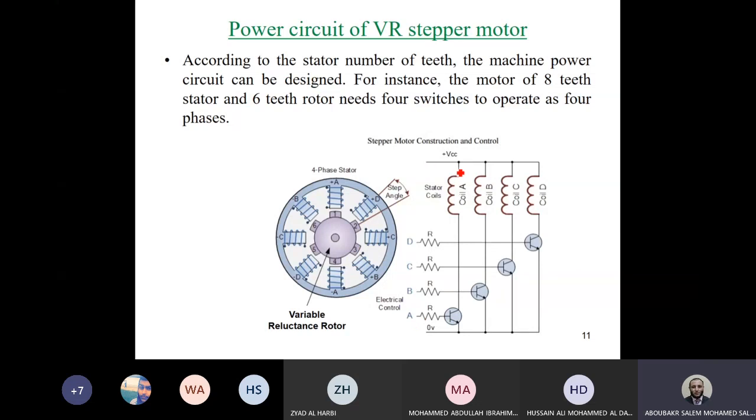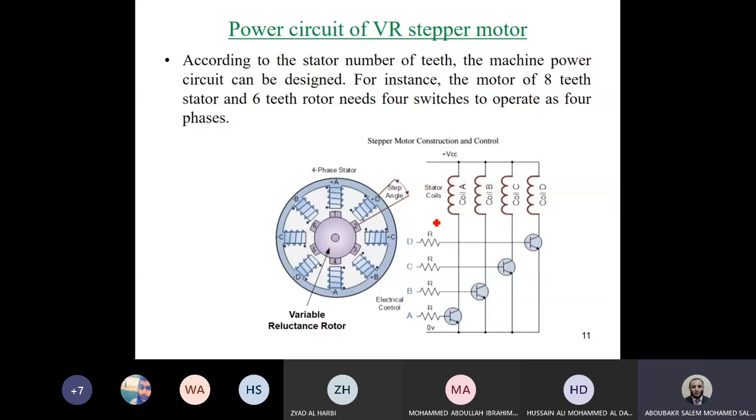And in this case, the machine will operate based on energizing coil A. If we need to energize other coils, it will be done in the same way. So for the construction of 4 phases, we need 4 switches and a DC power supply in order to make this control.